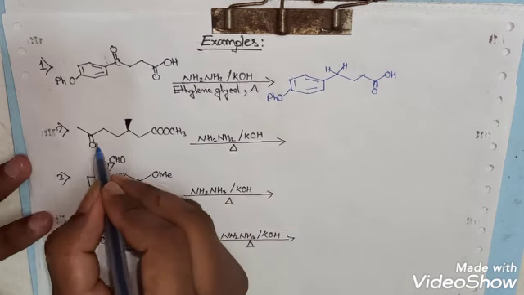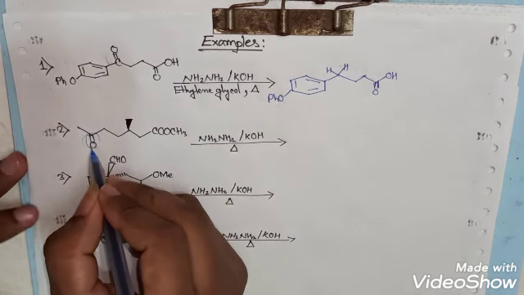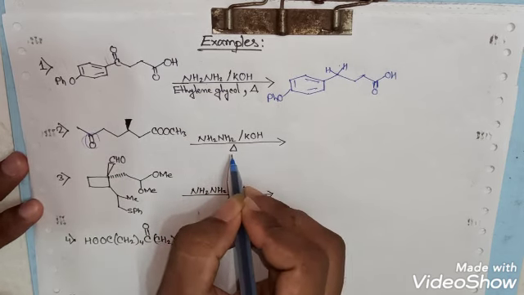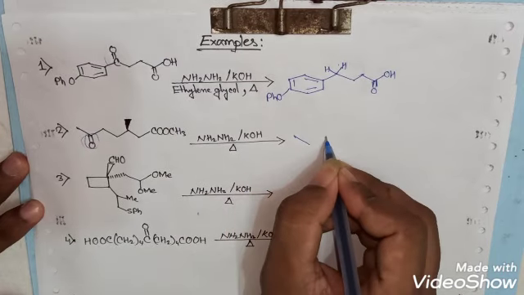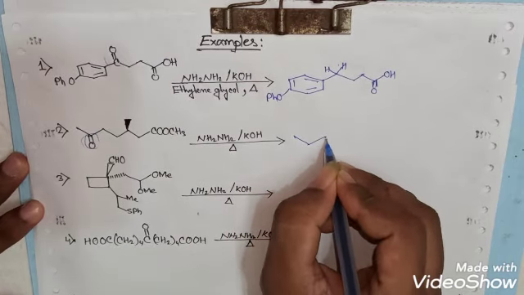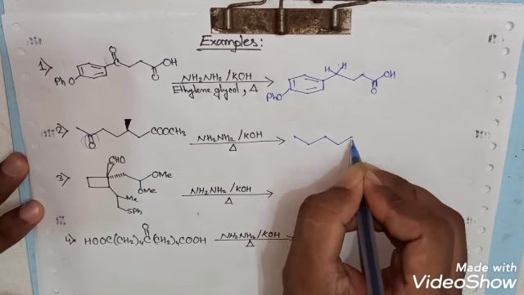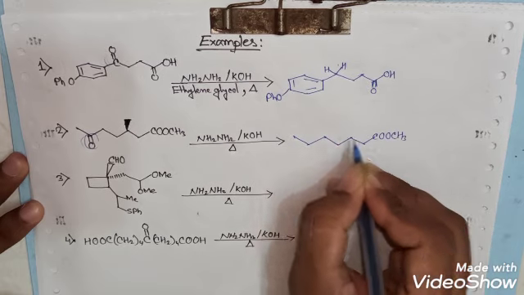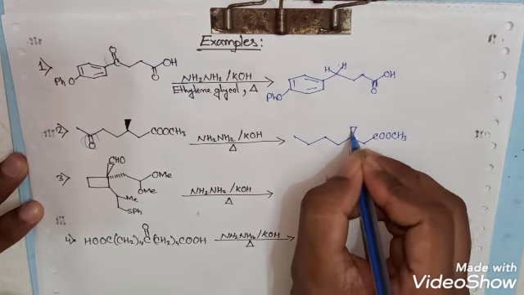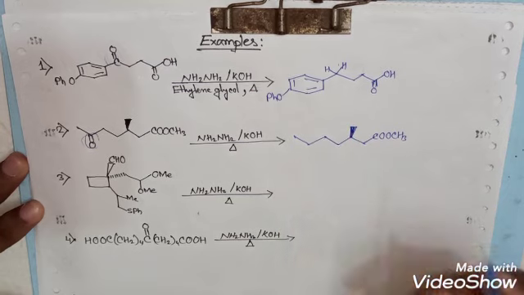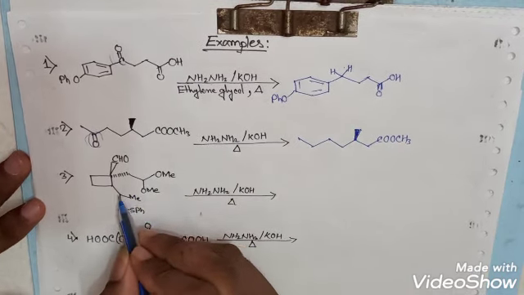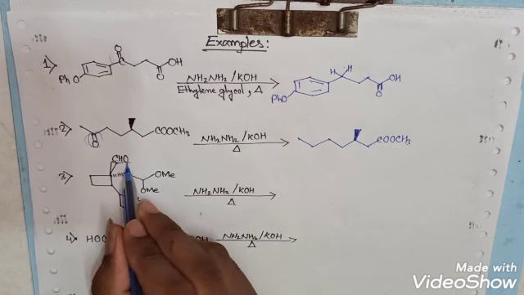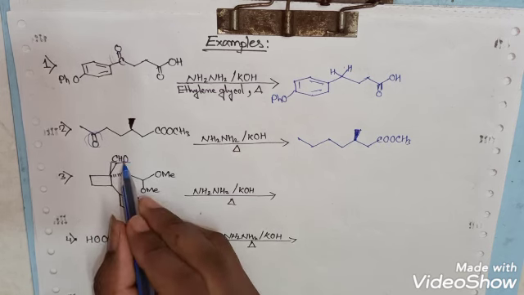Now next, here is a carbonyl group, so you can reduce it with the help of hydrazine, potassium hydroxide and heat. So let's solve it. It has been reduced and the rest of the molecule will remain the same, CH3, and here is a methyl group. This has been solved.